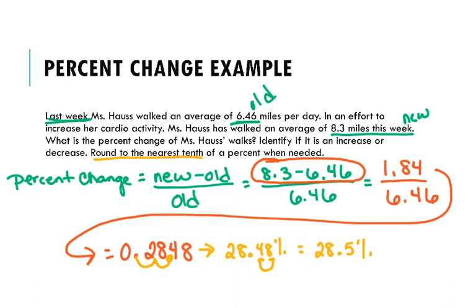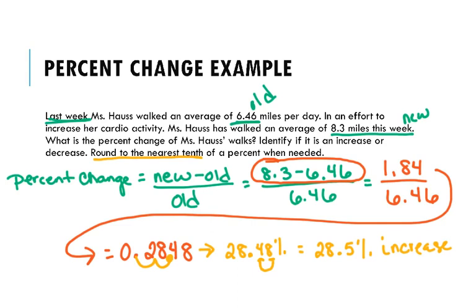Now, I need to identify if it's an increase or decrease. So remember, since it's a positive value, it's going to be increase. If it was a negative value, it would be considered a decrease. So this would be a 28.5% increase. So that means walking this week, I've increased my cardio by 28.5%. All right, that's pretty good.